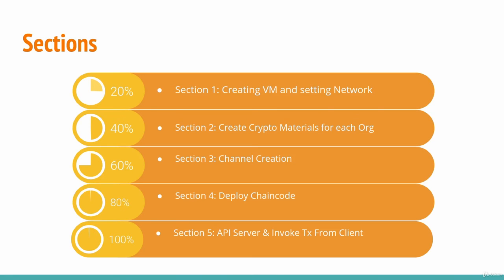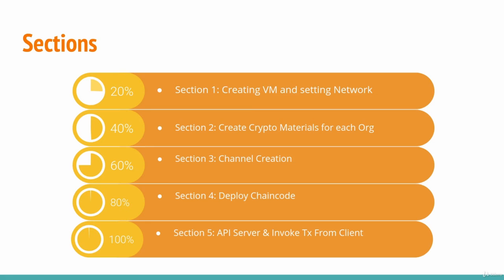Once we are done with that, in the next section we will start creating the channel. Before that we will be creating the channel artifacts as well. Once we create the channel artifacts, we will start creating the channel, and this process will be distributed across all the virtual machines. In section 3 we will do all the necessary steps, and the channel creation and joining will be distributed across all 3 virtual machines, VM1, VM2 and VM3, because we have each organization on one VM.